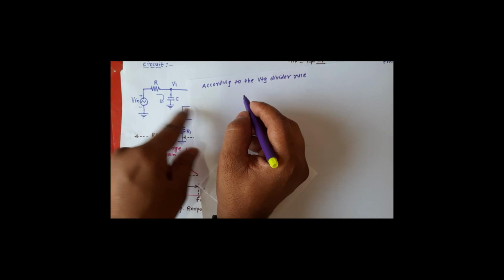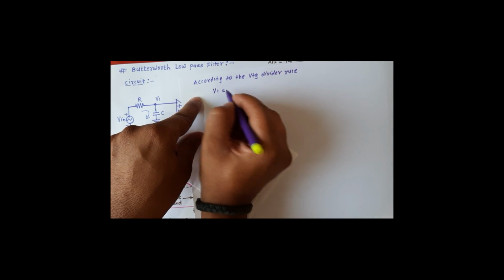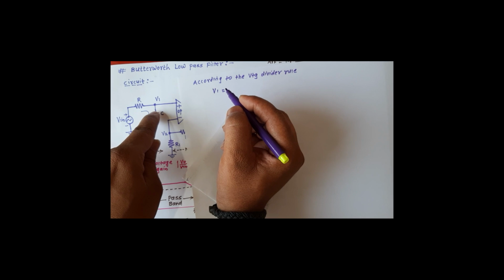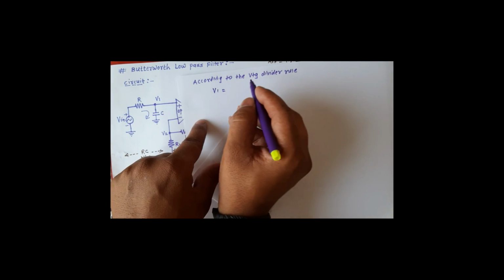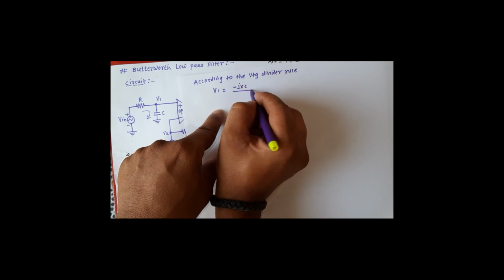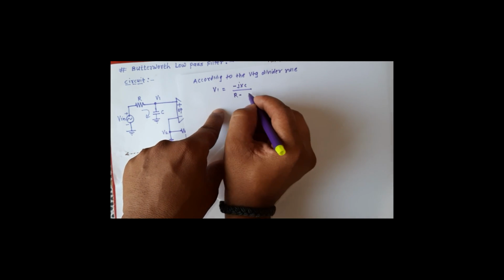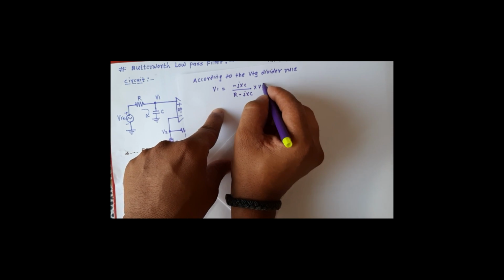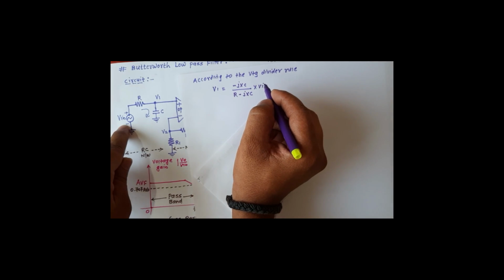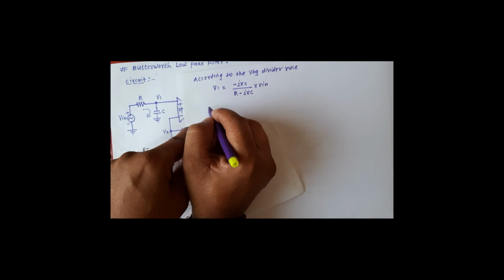Right. So we'll find here V1 is equal to, applying the voltage divider rule, minus jXC divided by R minus jXC, into its input voltage Vin. So this is the input voltage Vin.